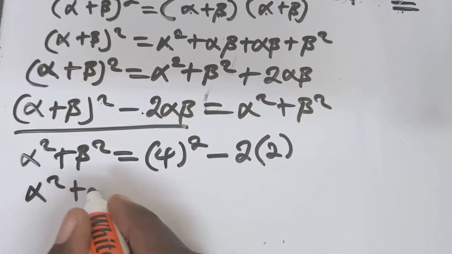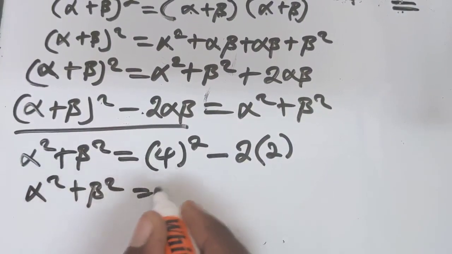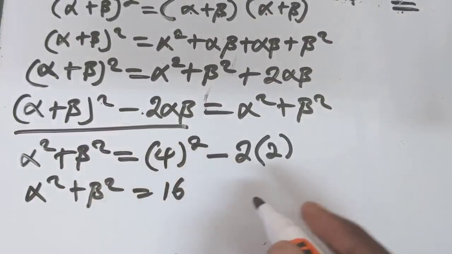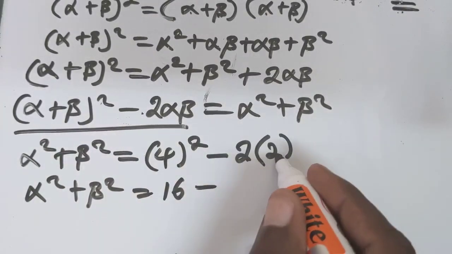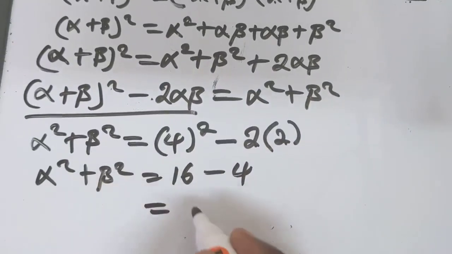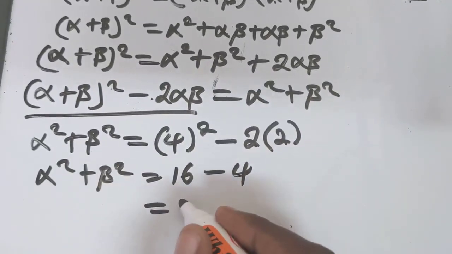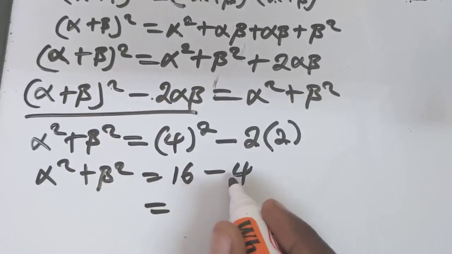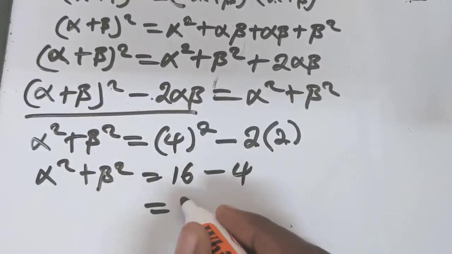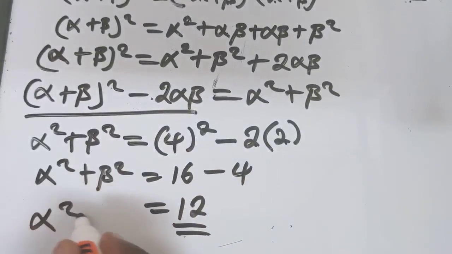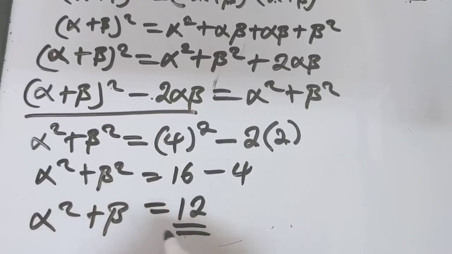Alpha squared plus beta squared is equal to 4 to the power 2. 4 to the power 2, you find that it is 16, minus 2 times 2, that is 4. So the answer you are going to have here is 16 minus 4, which is 12. So this is alpha squared plus beta squared. This is the answer here.